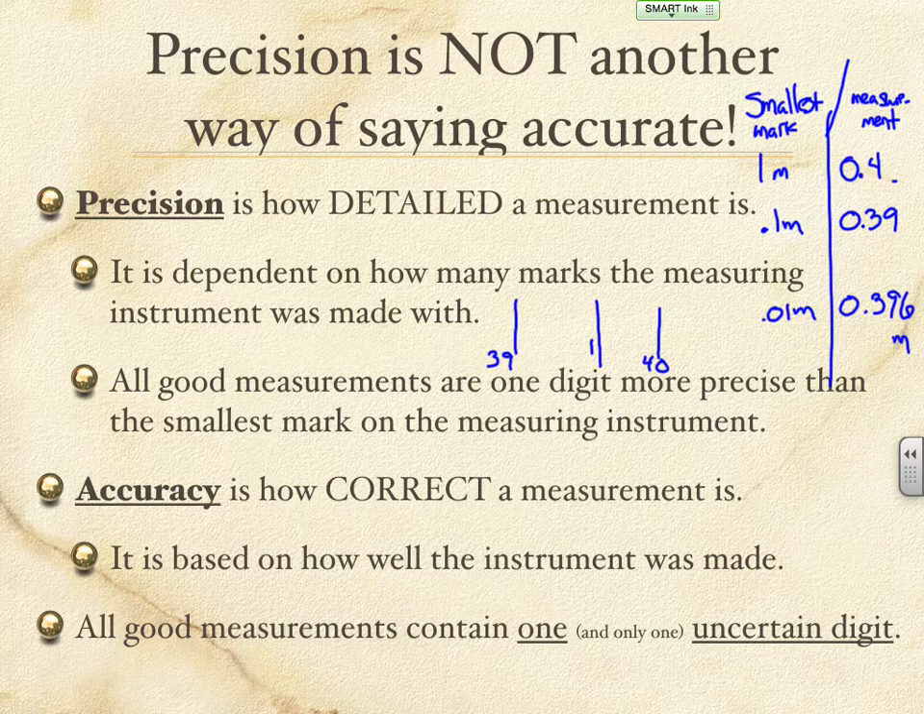All good measurements, of course, contain 1 and only 1 uncertain digit, because I want to bet my life on every number except that estimated one. Capiche? Groovy. Moving on.